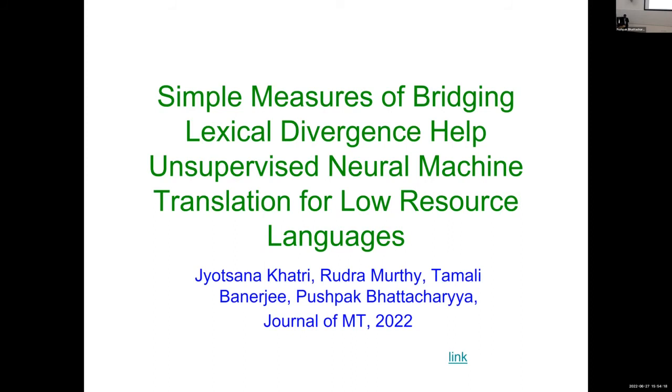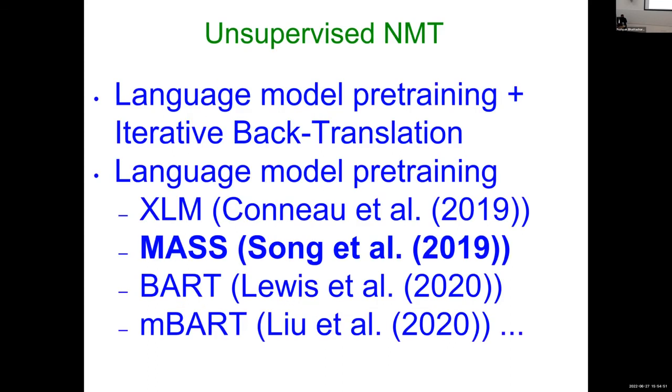Recently, this year itself, we reported our research on unsupervised neural machine translation with simple measures of bridging the lexical divergence. One of the challenges of machine translation is lexical divergence, the other challenge is syntactic divergence. The word order may change, just like the verb goes to the end for Indian languages. The lexical divergence is vocabulary mismatch. Now, this lexical mismatch we could close by some simple measures.